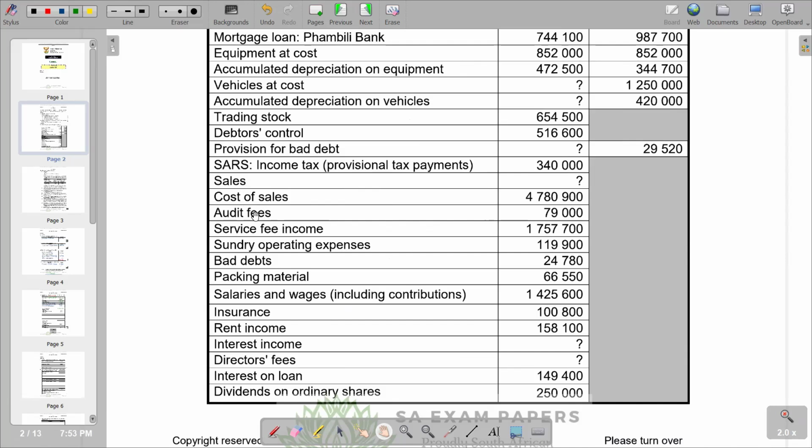Going down, you'd see that we have audit fees, but they are pre-entered. We've got standard operating expenses, they are pre-entered, bad debts, they are pre-entered. So we've got packing materials, which is the one we are going to look at. Packing materials are 66,550, which indicates the packing material that was purchased. The one that we need to put in the statement of comprehensive income as expense is the packing material that was used. We can find that by saying what was purchased minus what is remaining at the end of the period.